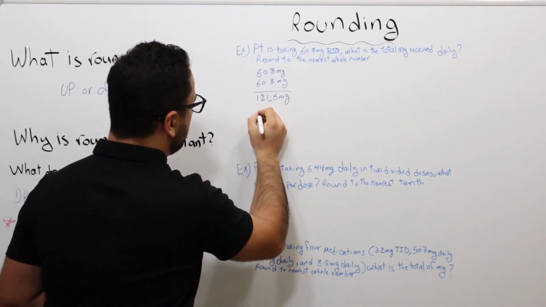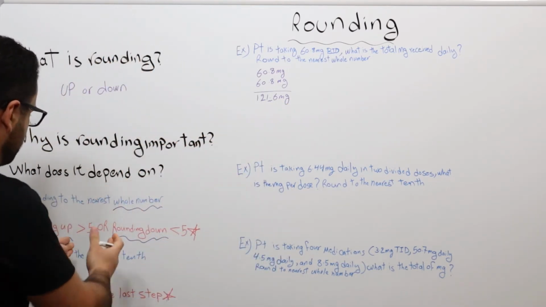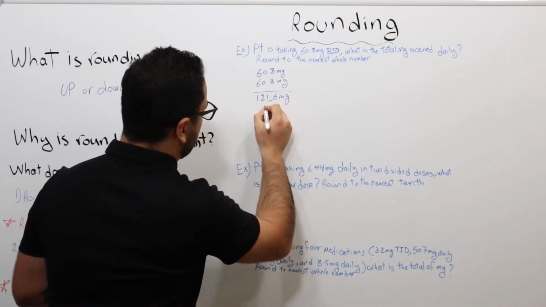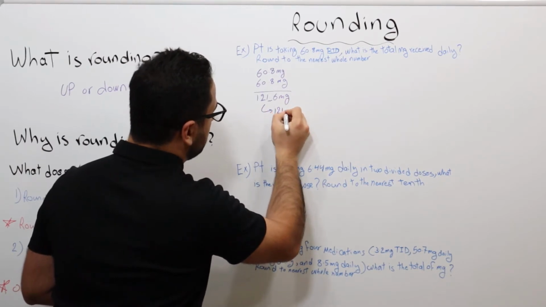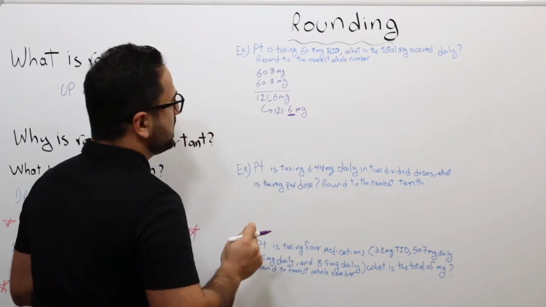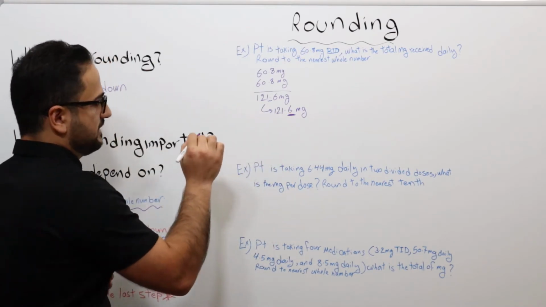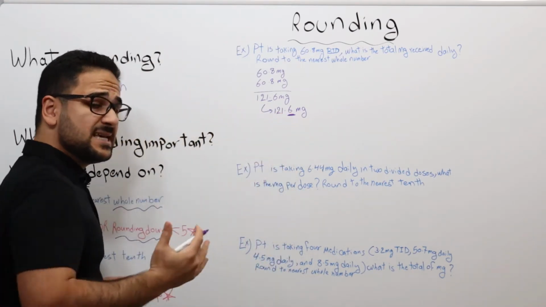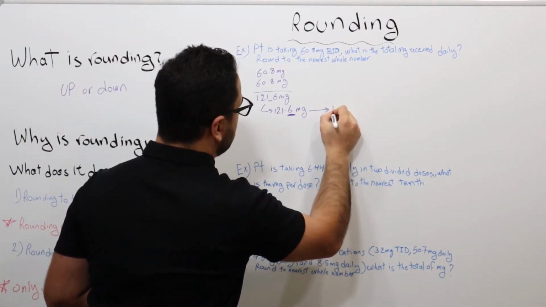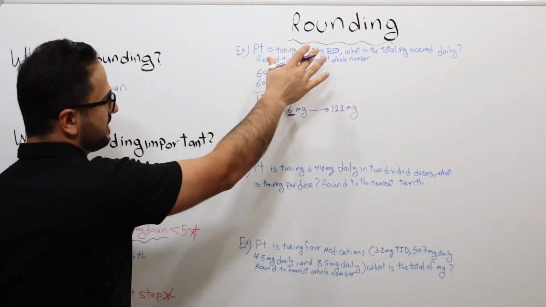So what is the whole number of this? We know this is 121.6. Where do I look on the number to figure out if it's higher than 5 or less than 5? We look at this 6 over here, the number right after the decimal place. And we look to see if it's higher than 5, and 6 is higher than 5, so this number is going to be 122 milligrams. And that's the answer to this question.